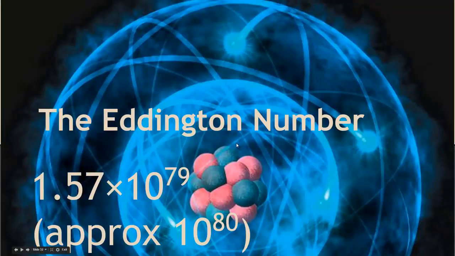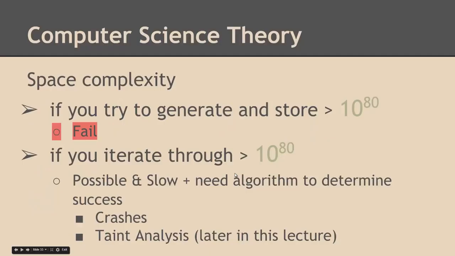Now, for an important number that anyone who's constructing a fuzzer or planning a fuzzing campaign should be aware of: the Eddington number. It is 1.57 times 10 to the 79, which is approximately 10 to the 80. Scientifically, it is the theoretical number of observable protons in the universe, perhaps discounting dark matter ones if they have a dark matter analog.